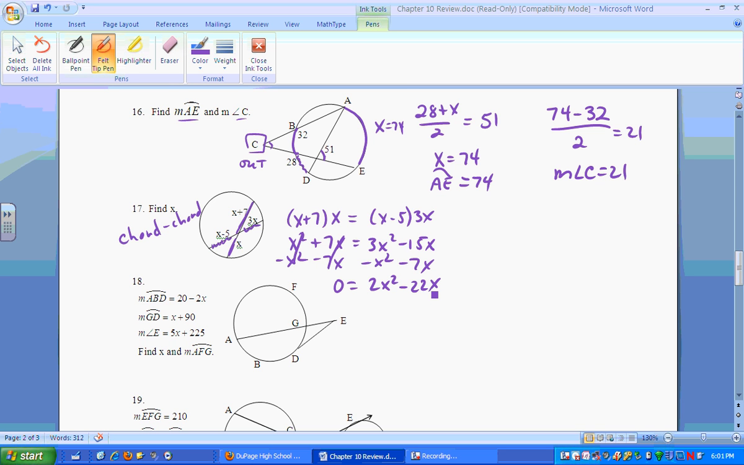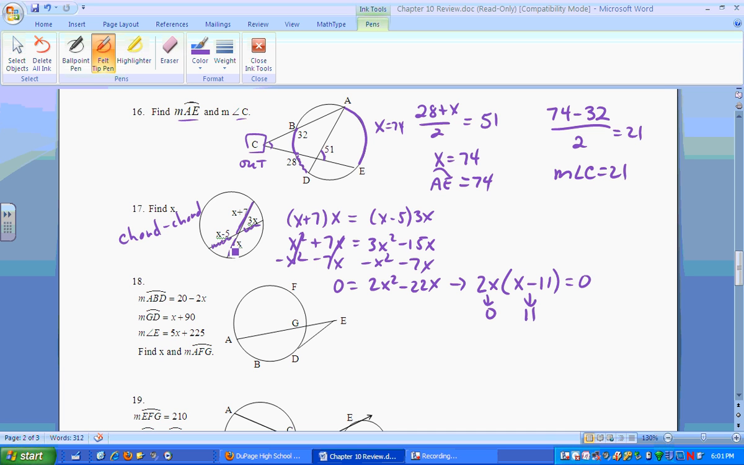This is where it's tricky, where some of you might have a problem trying to FOIL this. To factor this, the first thing is to see what they have in common. They both have a 2x. So if I take that out, I'm left with x minus 11. Now it still equals 0, and now I factored it. This answer is 0. This answer is 11.